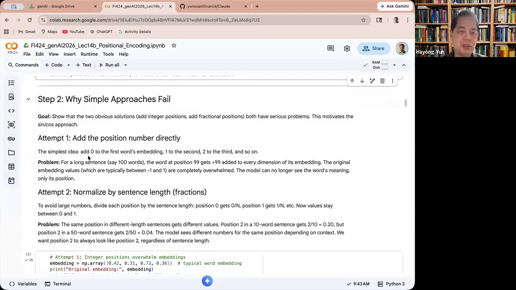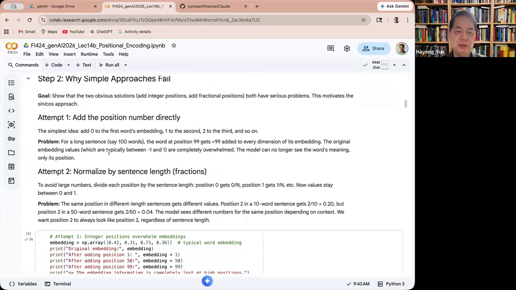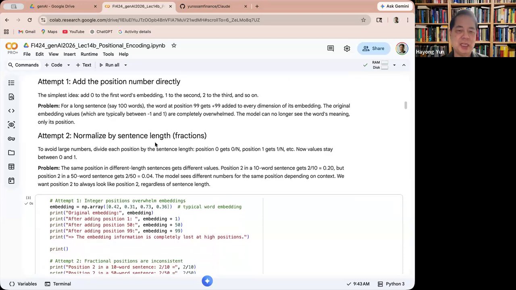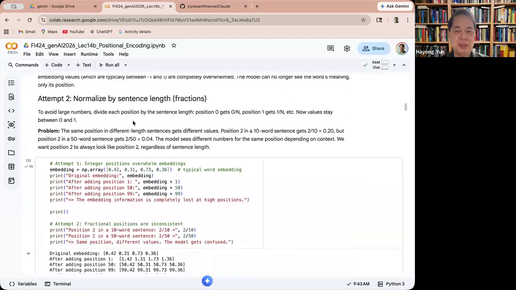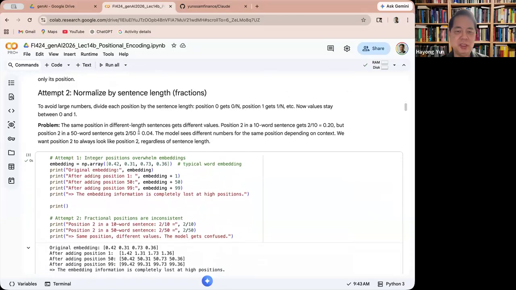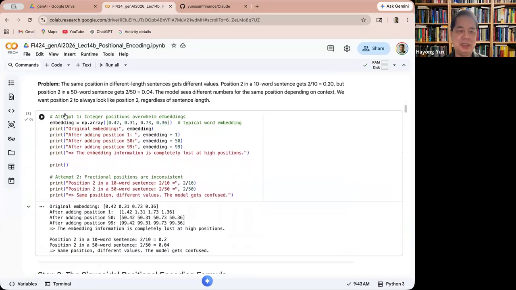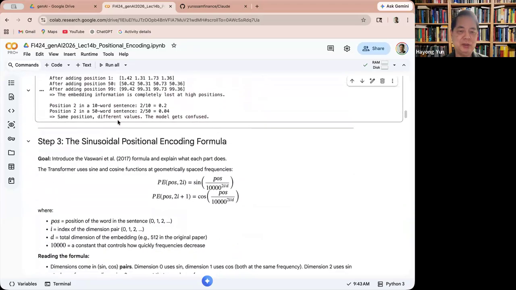Adding the number position directly, like adding 0 to the first word embedding, 1 to the second, and so on. If you have a long sentence, like 99, and you add that to the embedding, which is typically between -1 and 1, then the embedding is completely overwhelmed, isn't it? Also, normalizing by sentence length, with fractions like position 0 getting 0 divided by n, means the same position in different length sentences gets different values, which is also not ideal. All right, so what do we do?